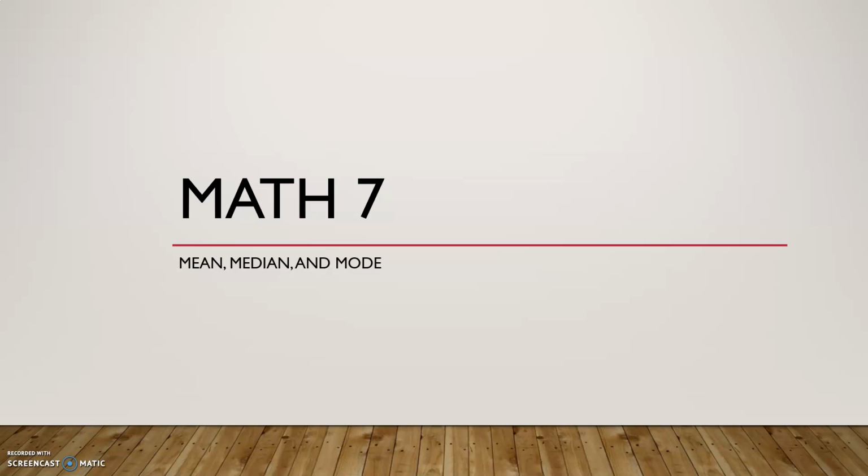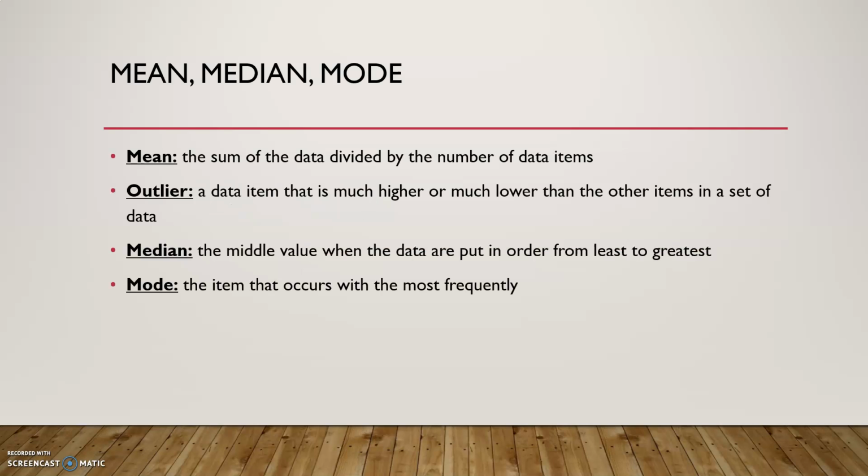Welcome back. We are going to wrap up Unit 1 by talking about data and finding some key parts of data. So the things that we're going to look at today are mean, outliers, median, and mode. And I think most of these, if not all of these, should be reviewed for you. But the mean is when we sum up the data. Remember that the word sum means add. The sum of the data divided by the number of data items.